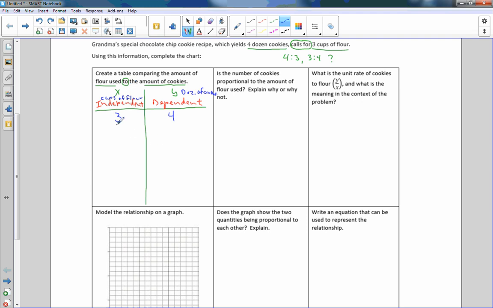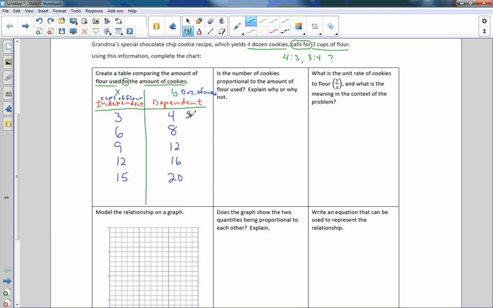All right, so now we're going to do repeated addition, which is the same as multiplication, and we're going to finish a table. 3, 6, 9, 12, 15, and 4, and 4 is 8, and 4 is 12, plus 4 is 16, plus 4 is 20. So I have these sets of numbers. Then it asks, is the number of cookies proportional to the amount of flour used? Explain why or why not.